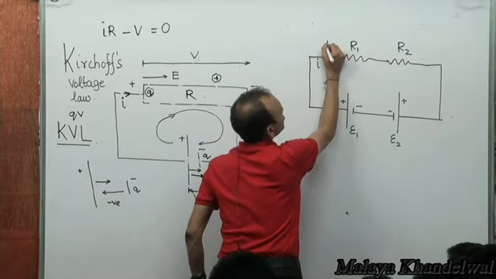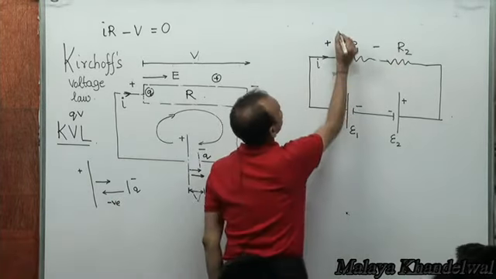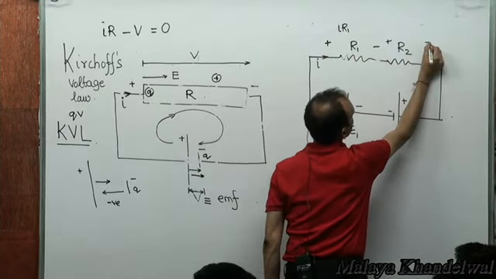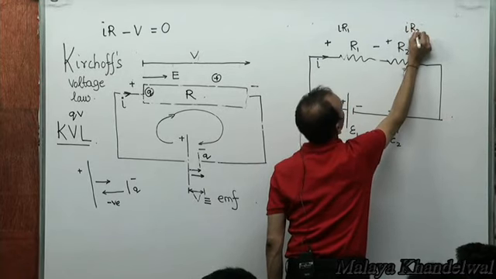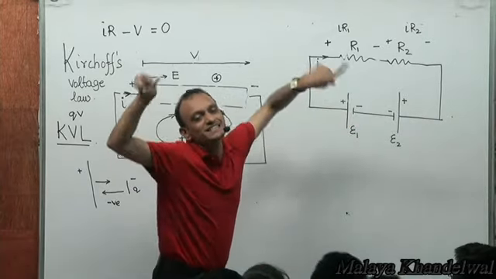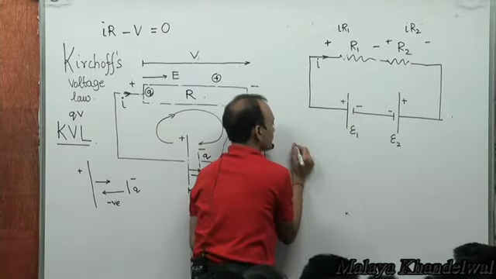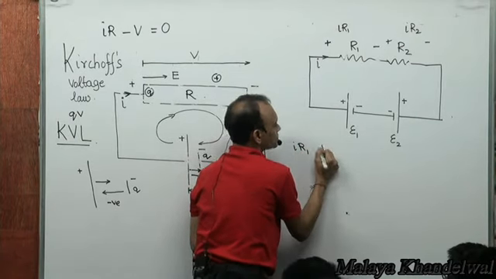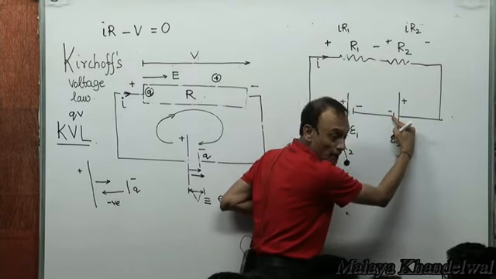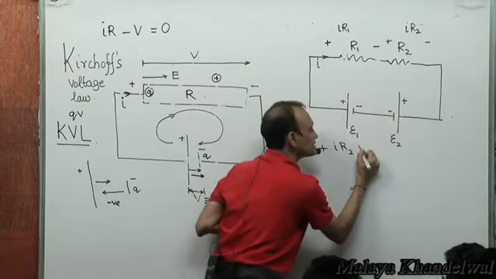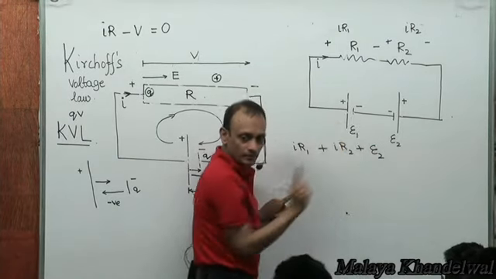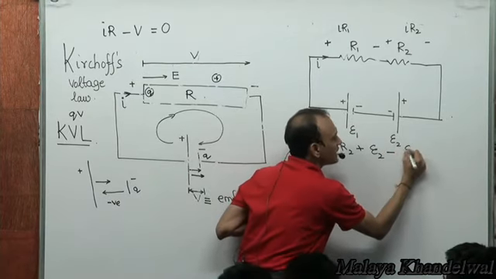That means from here to here, across this resistance, the drop is going to be IR1. Again, from here to here, across this resistance, the drop is going to be IR2. Yes or no? So I'll take all drops as positive, all increases as negative. So there is IR1 drop plus IR2, another drop, and then from here to here there is a drop, epsilon 2, so plus epsilon 2, and then from here to here there is an increase by epsilon 1. So an increase is negative, minus epsilon 1.